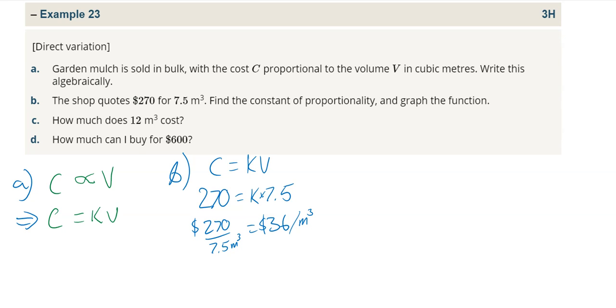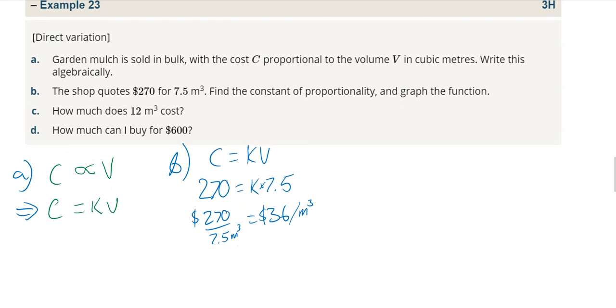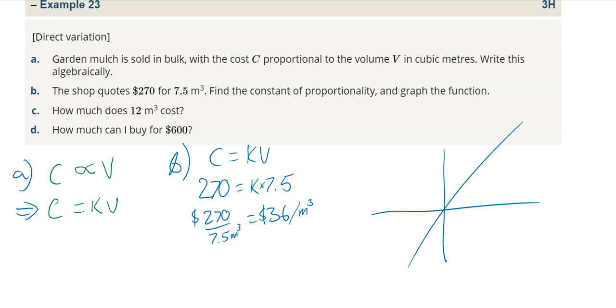So we want to find the graph of the function. Well, that's fine. It's a linear equation, right? Yeah, it is. And it's essentially going to look something like that. Given that 0 cubic meters is going to result in $0.